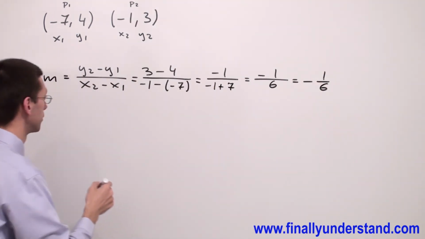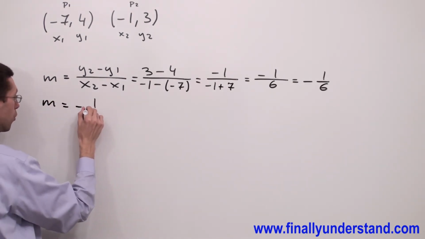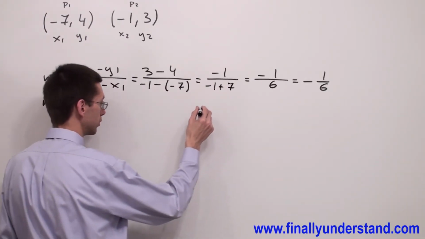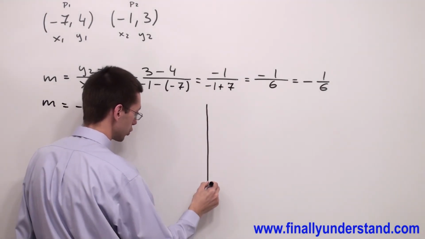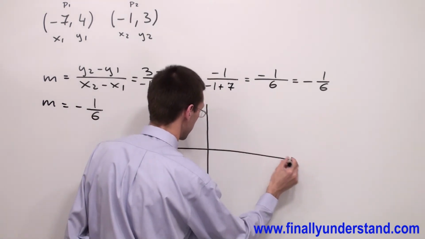My slope is equal negative 1/6. Now let's draw the line which is going to pass by these 2 points.